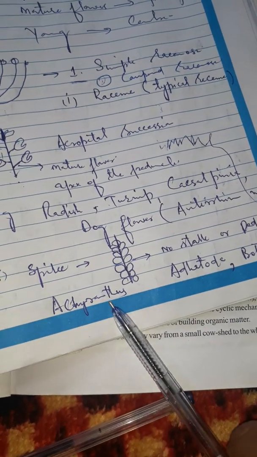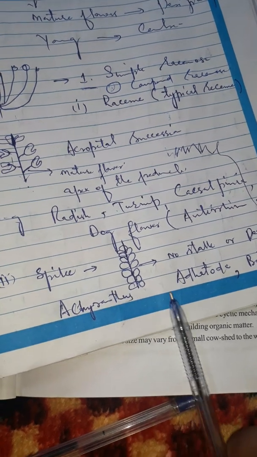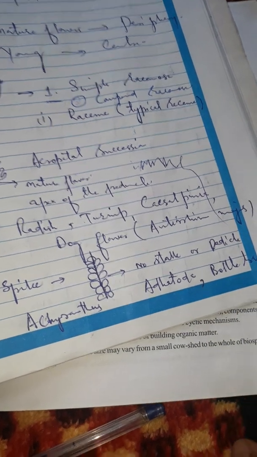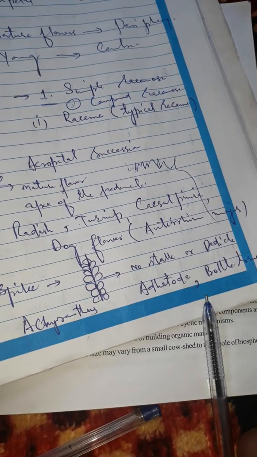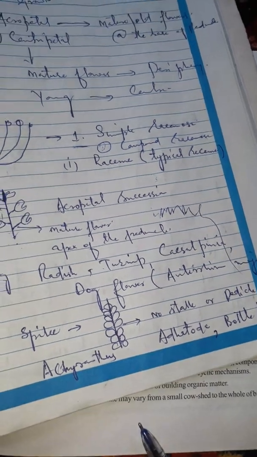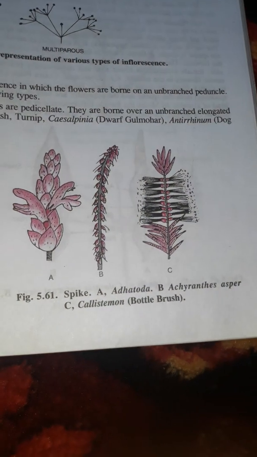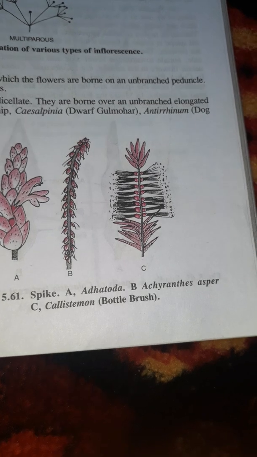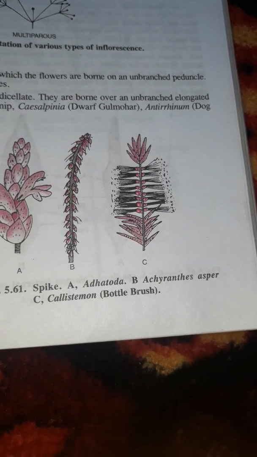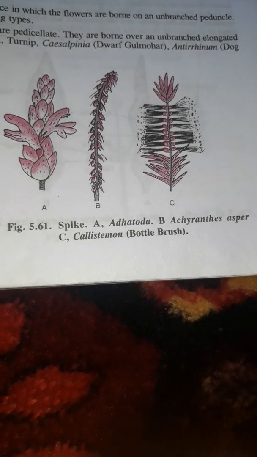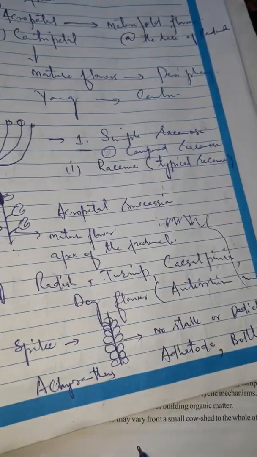For example, we see such type of inflorescences in Acanthus, Adhatoda, or bottle brush. I will show you the diagram of these different types of plants. This is the spike in case of Adhatoda or Acanthus. These are the inflorescences. As you see, there are no stalks, the flowers are without stalk. So this is another type of inflorescence.